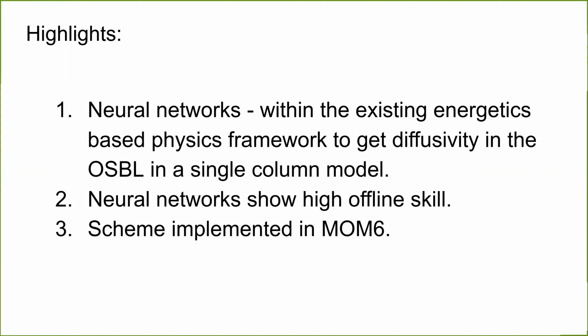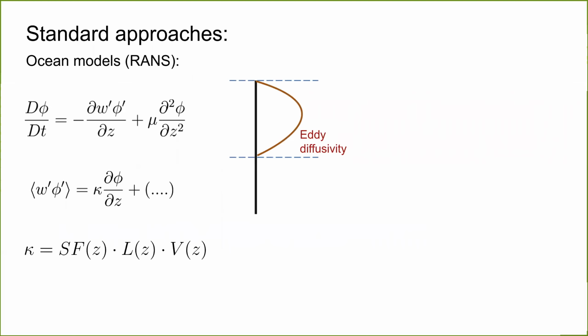The key point of this talk is that we have employed neural networks within an existing energetic planetary boundary layer physics framework to get the eddy diffusivity of vertical mixing. Neural networks show very high offline skill. The neural network scheme has been implemented in MOM6. This work is still in progress, and I will go into details in the subsequent slides.